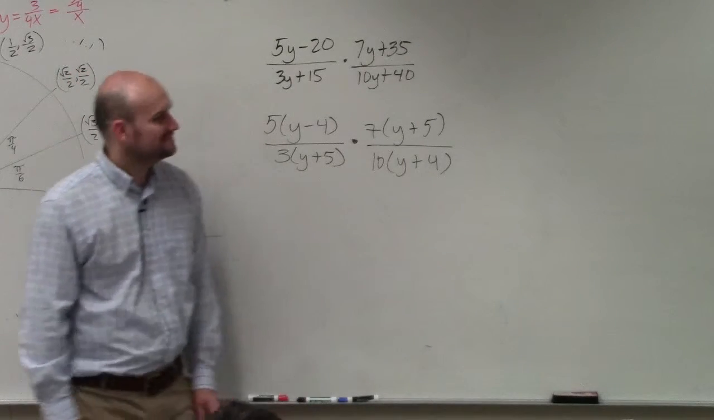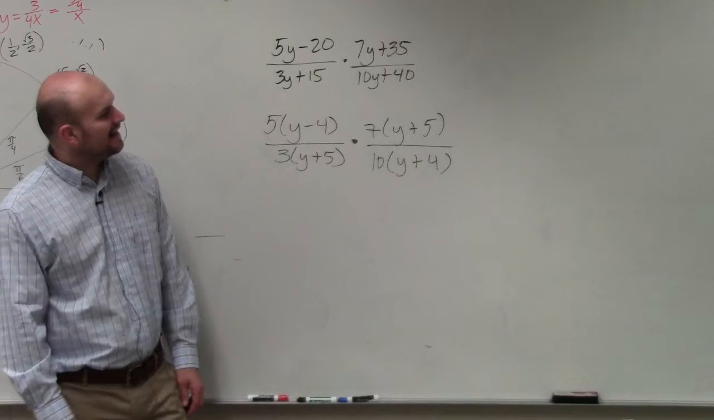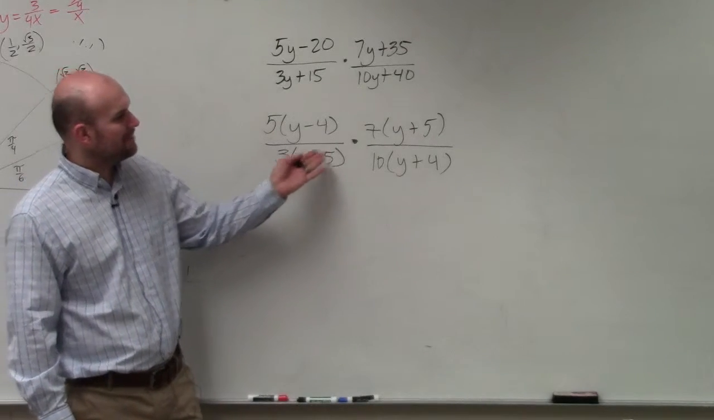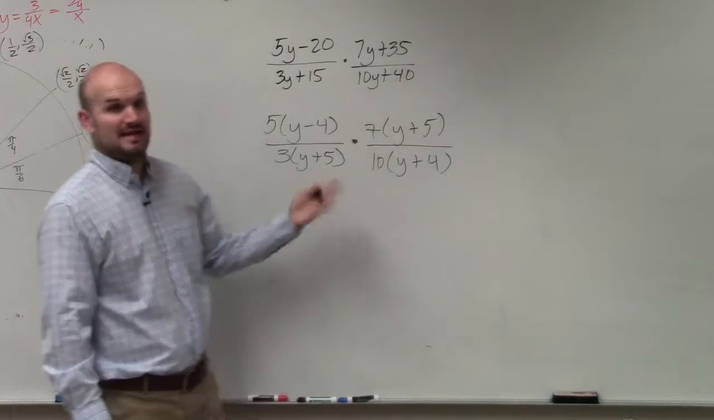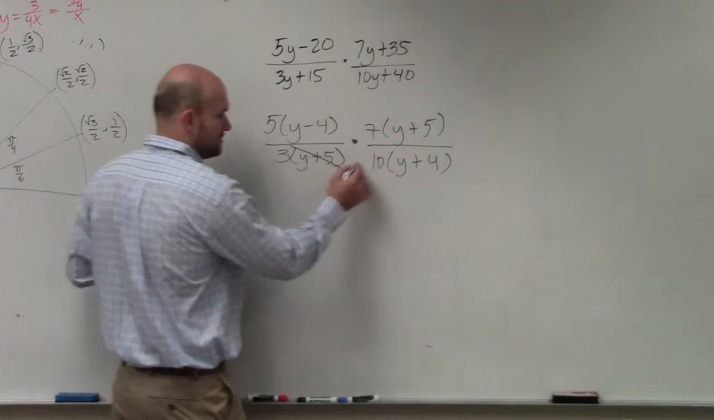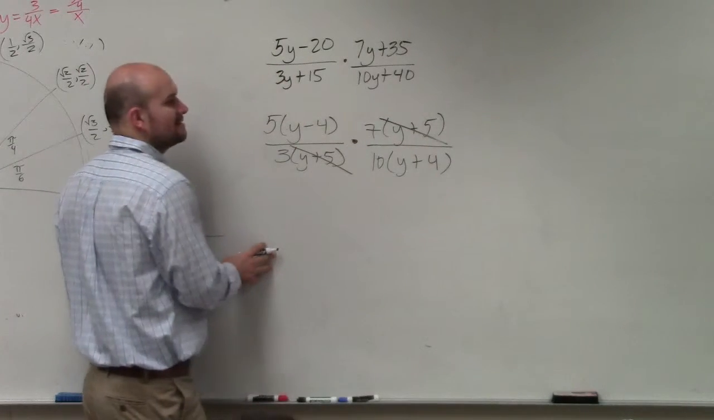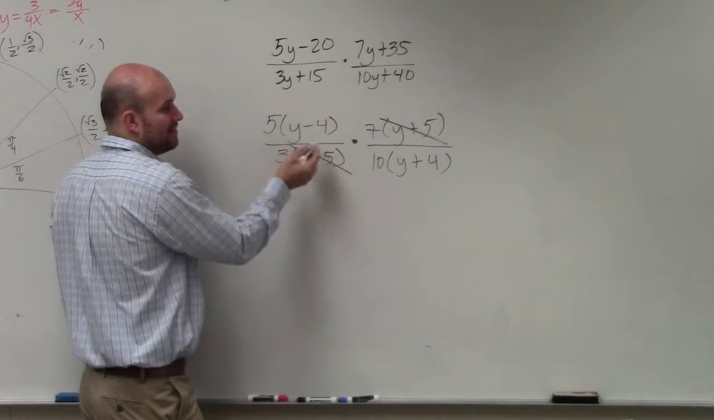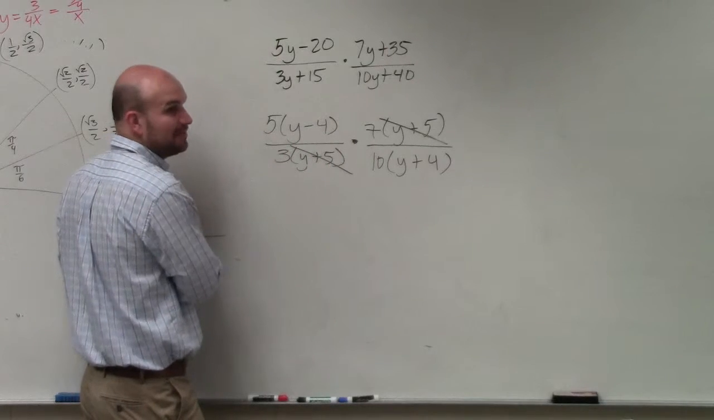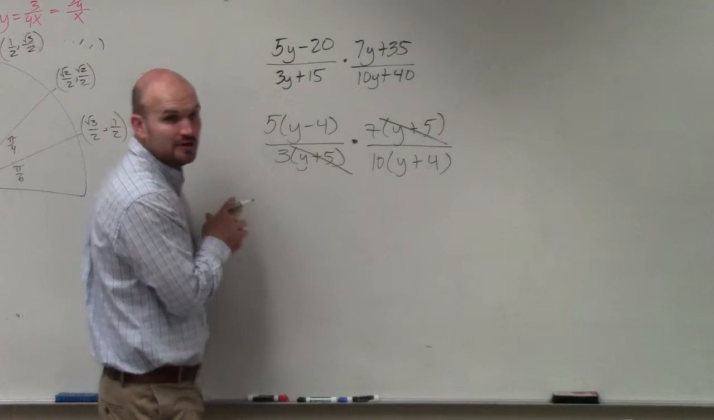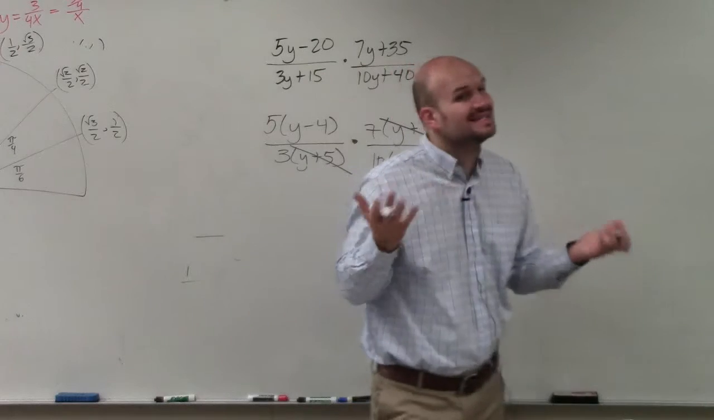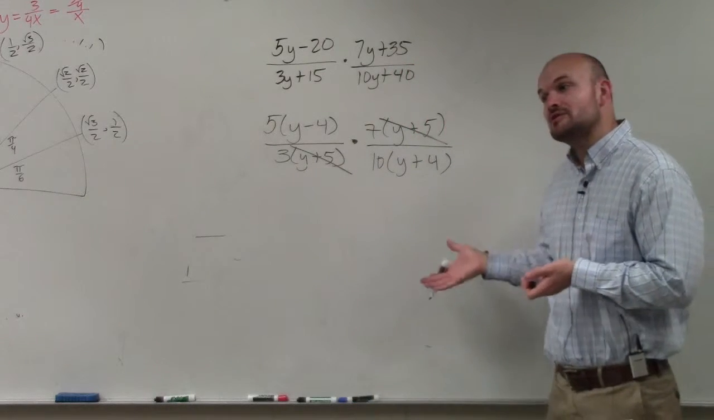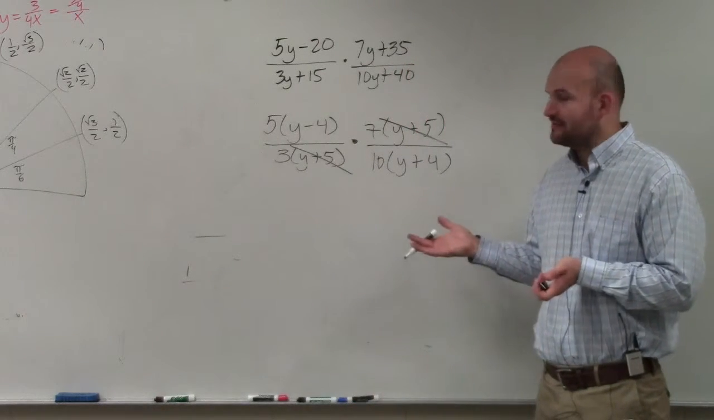Thank you. All right. So now you guys can see that I have a y plus 5 on the top and a y plus 5 in the denominator, so I can apply the division property. Then I can't divide out the y minus 4 and y plus 4. They're not exactly the same. You can only apply the division property when they're exactly the same. So even though it's close, we can't divide them out.